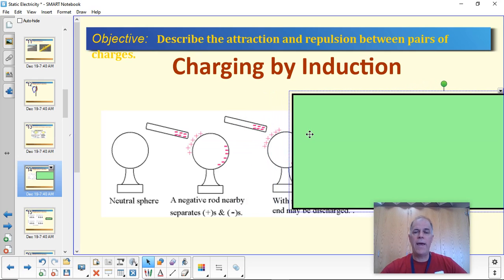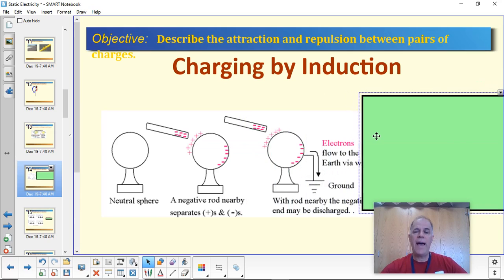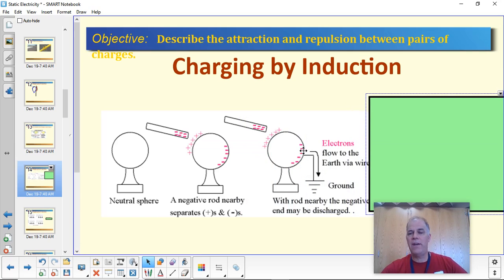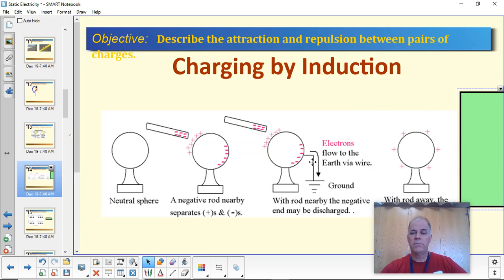But if you don't take the rod away, if instead you attach a wire to the far side of the sphere, then those electrons don't just go to the far side of the sphere, they actually escape and they'll go all the way to the ground. They'll go all the way to the earth because they're going to get as far away from these electrons here as they possibly can. Okay? And then you still keep the rod close by. If you then cut the wire, in other words, disconnect the wire from it, well, now those electrons have left the sphere and they have no way to get back. So when you take the charged rod away, you're left with a positively charged sphere sitting there.